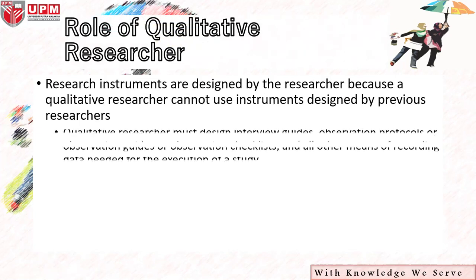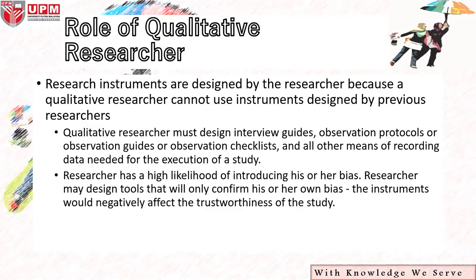Okay, role of qualitative researcher, kita boleh tengok dalam beberapa segi. The first one, research instruments are designed by the researcher, because a qualitative researcher cannot use instruments designed by previous researchers. So you need to develop your own tools. Interview protocol tu sebenarnya dia membantu kita sahaja, tapi the main idea is still from the researcher. So a qualitative researcher must design interview guides, observation protocols or observation guides or observation checklists, and all other means of recording data needed for the execution of a study.